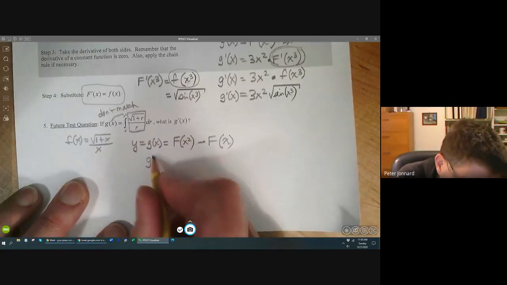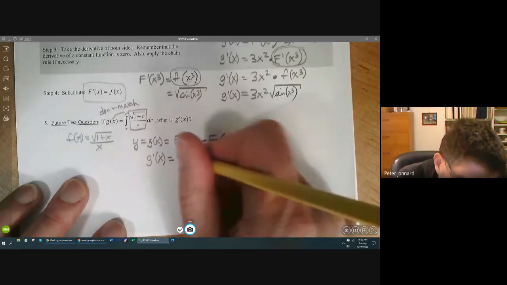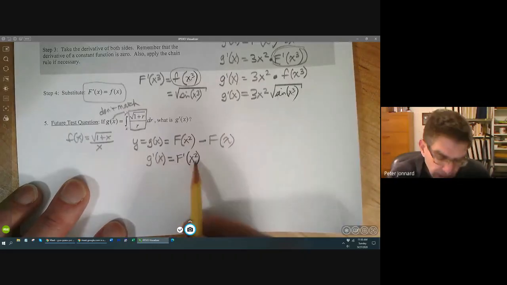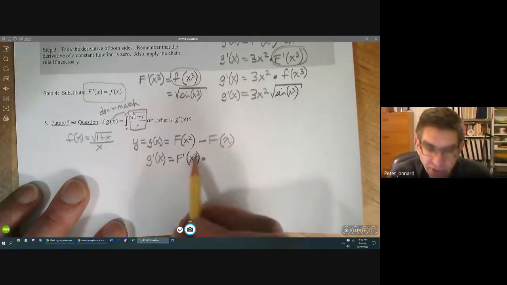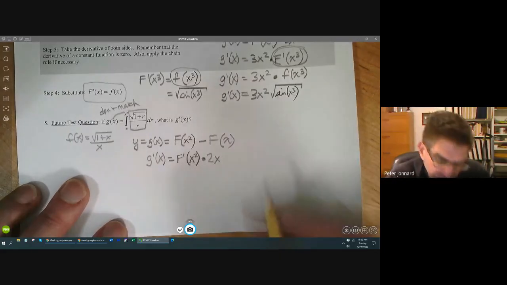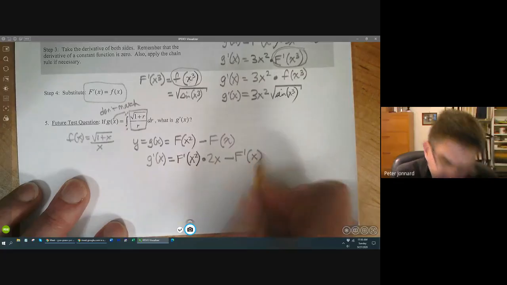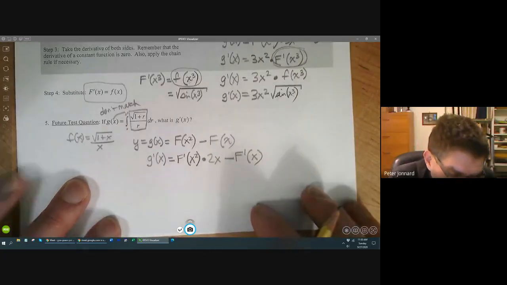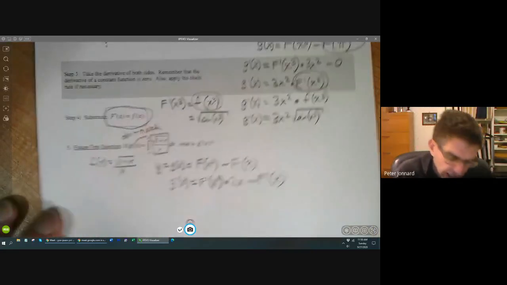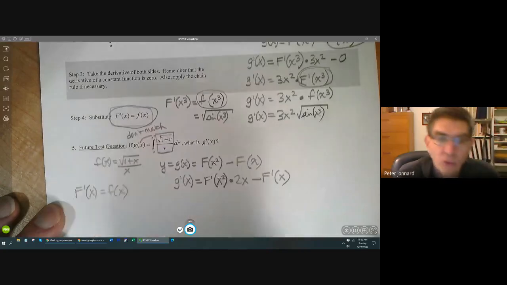And so now we need to evaluate g prime of x. Well, g prime of x is equal to, by definition, the derivative of capital F of x squared. You do the derivative of the mama, don't touch the baby, and then you multiply by the derivative of the baby, 2x. In this case, f of x is not a constant, it's a function. And so we don't get to zero it out. We have to say minus F prime of x, okay? And then the next step is we're going to substitute. This is always true, okay?